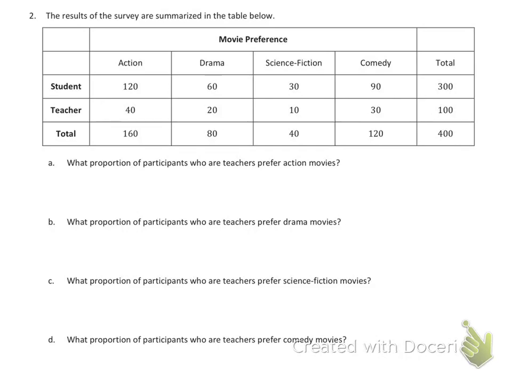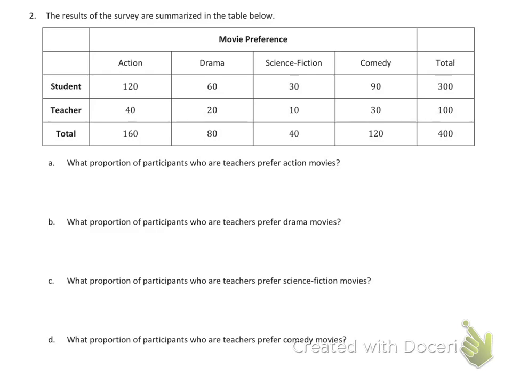So here are the results of the survey, and they are put in this 2-way frequency table. Okay, so we've got the 4 different types of movies and the student-teacher rows. Okay, so we're going to ask a number of questions here, A, B, C, and D. So I'll look at the first one and let you work on the rest.